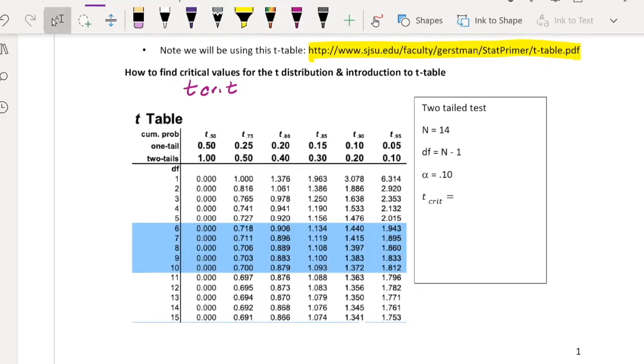So I need to know a couple of things. I'm doing a two-tailed test. My sample size is 14. That means my degrees of freedom are going to be 14 minus 1. Okay, what are degrees of freedom?